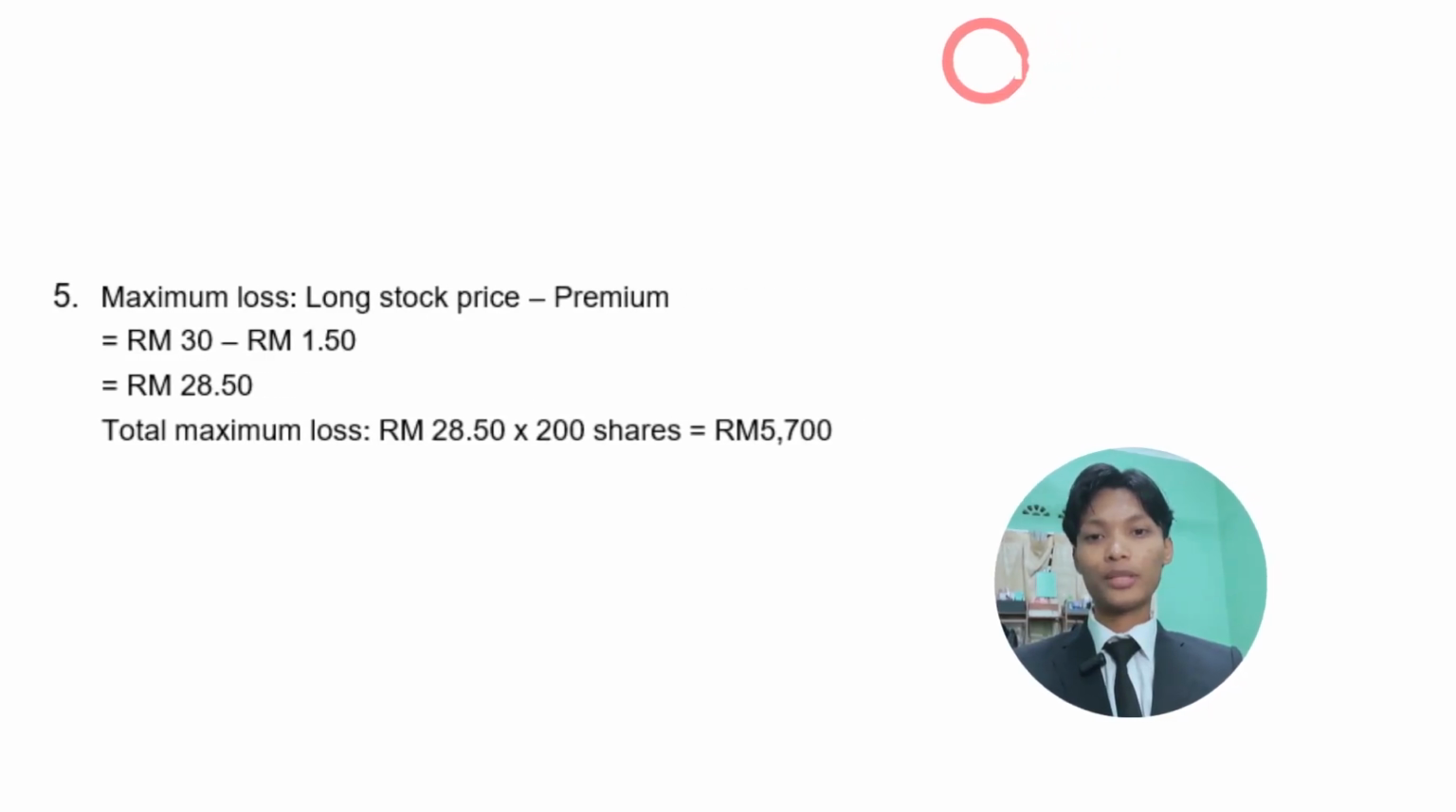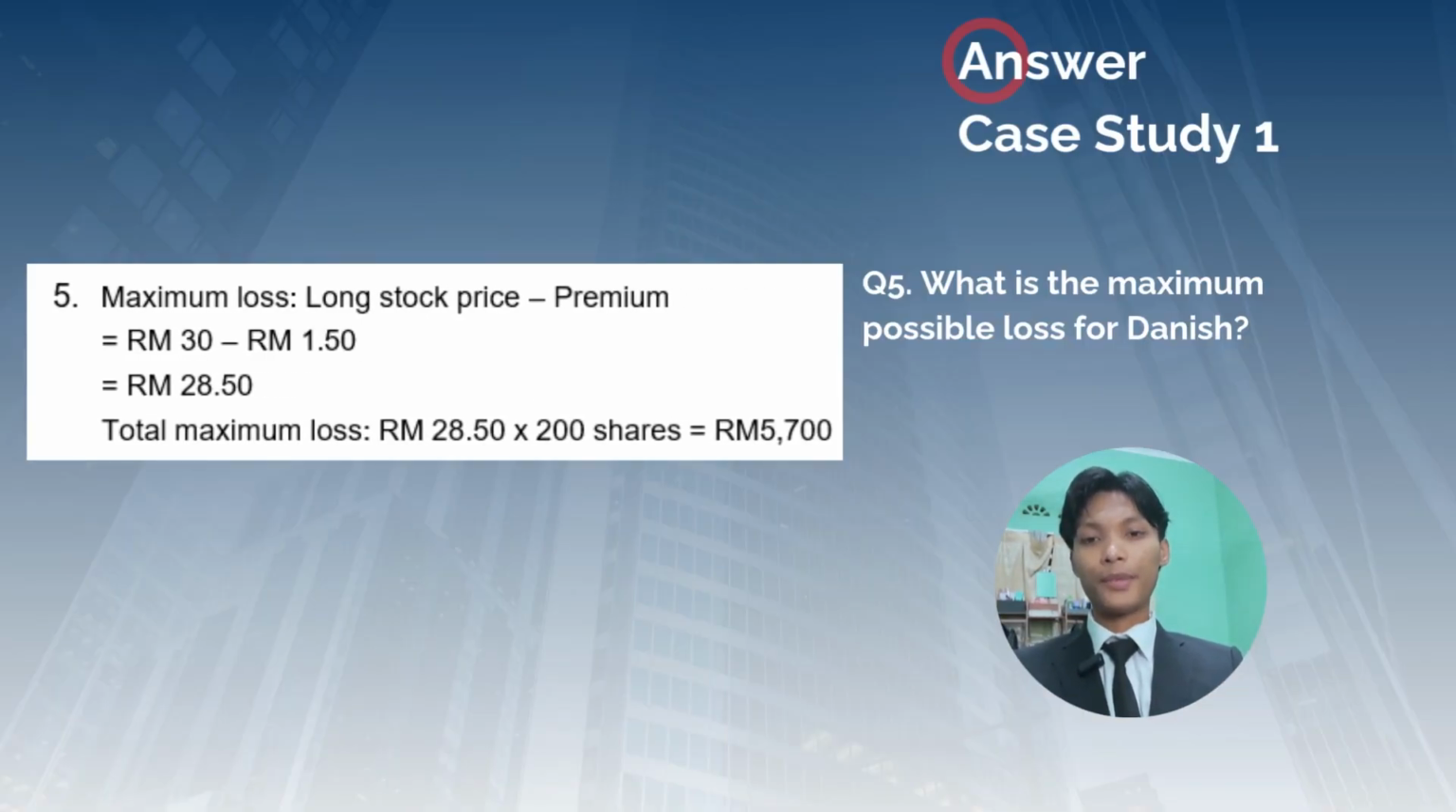Next, we jump to question 5. What is the maximum possible loss for Danish? The formula is long stock price minus premium. The calculation is 30 ringgit minus 1 ringgit 50 cents equals 28.50 ringgit. So the total maximum loss is 28.50 ringgit times 200 shares equals 5,700 ringgit.